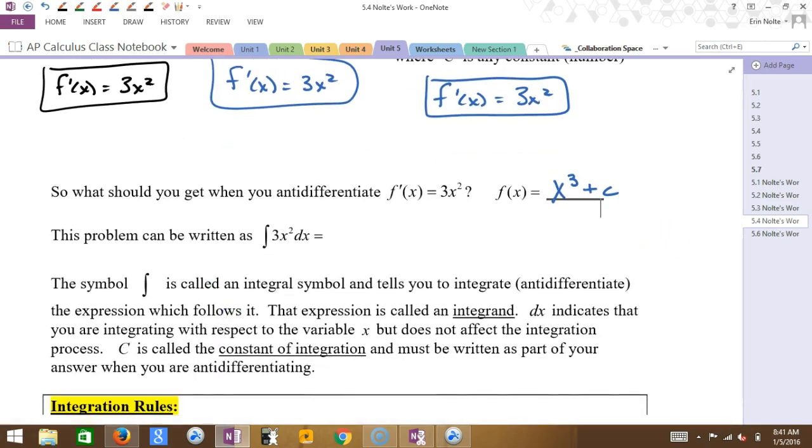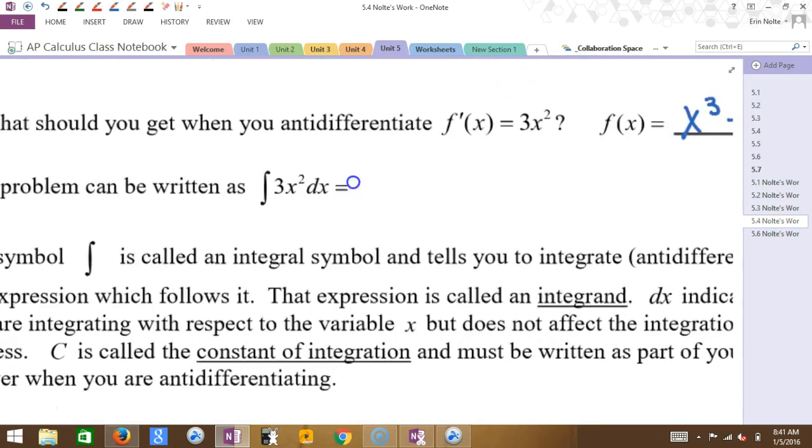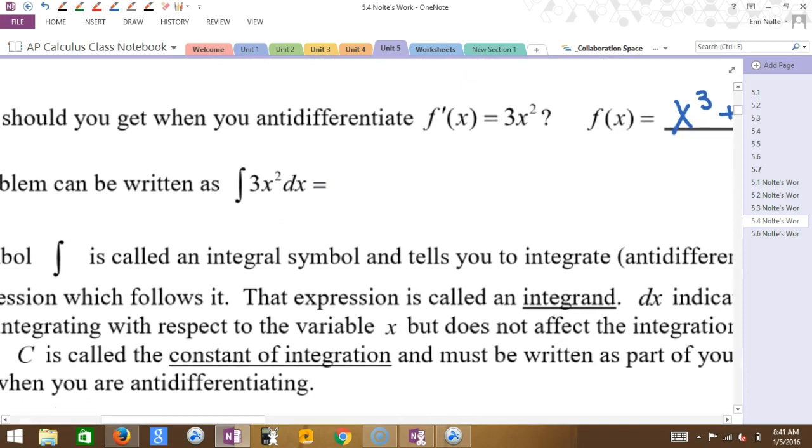Okay, so now you should see this new notation that might look familiar to you, maybe not. Okay, but this little curly S-y thing stands for the integral. Okay, and then at the end of this, you guys see this dx. Okay, that is simply notation. Okay, you do not try to integrate that piece.